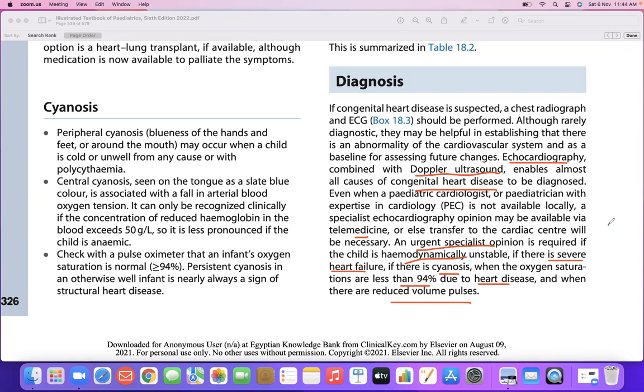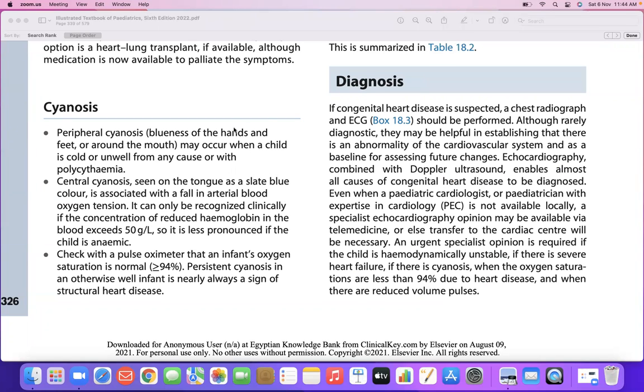So they can present with what? Shock. Unstable here means what? They can present with shock, that is reduced volume pulses, or they can present with heart failure or cyanosis. So whenever the child is hemodynamically unstable, that is in severe heart failure, or there is cyanosis with oxygen saturation less than 94%, or heart disease with reduced volume pulses, shock, all these you will involve the immediate specialist opinion, and you need immediate echocardiography with Doppler ultrasound.